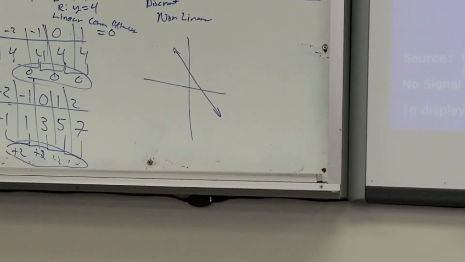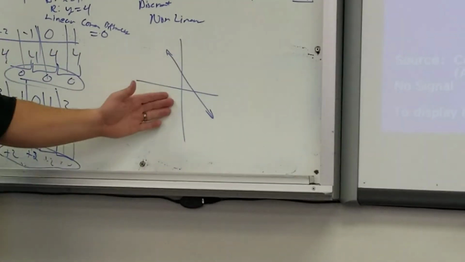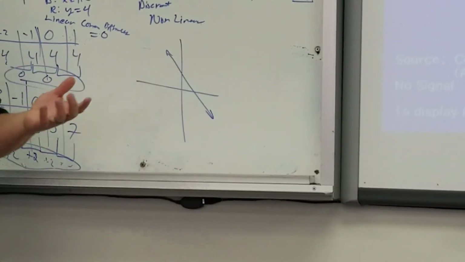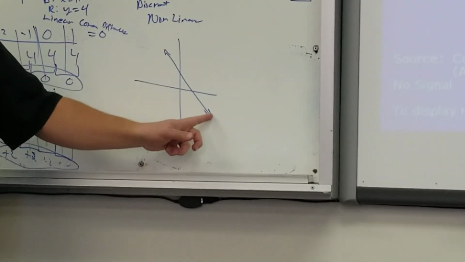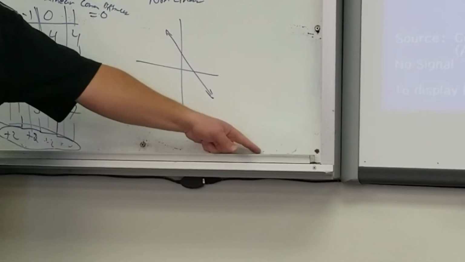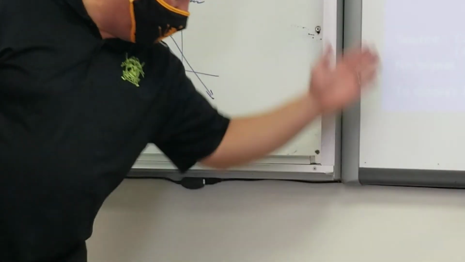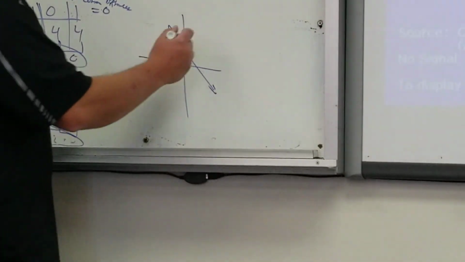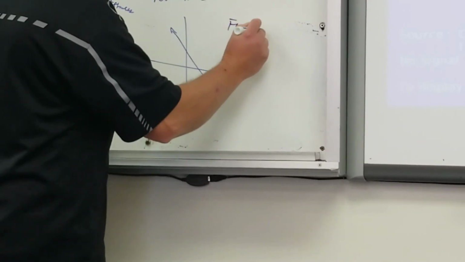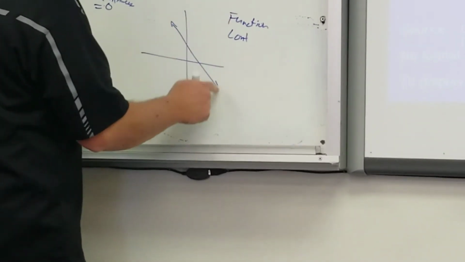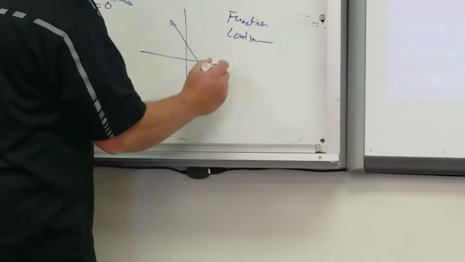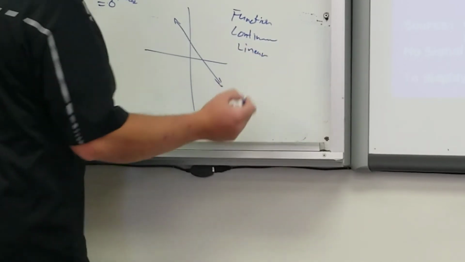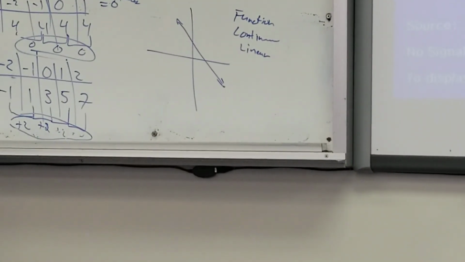Is it a function? Yes. How come? Because I could draw a vertical line through the graph, and it would hit the graph only one time. Even if I continued this out, which this arrow says it should, and drew a vertical line, it would still only hit it once. So that is definitely a function. Continuous. It's definitely continuous because it continues in both directions. Is it linear? Yes, it obviously graphs like a line. It's linear.